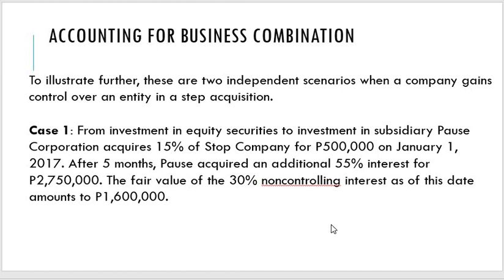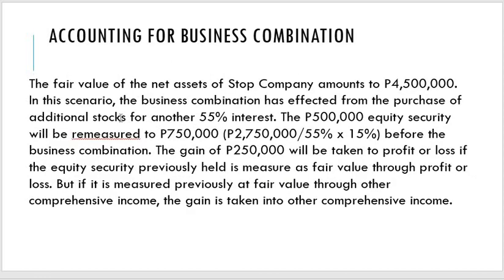No? So, yung consideration niya for acquiring 55% is 2,750,000. So the fair value of the 30% non-controlling interest as of this date amounts to 1,600,000. Okay? So the fair value of the net assets of stock company amounts to 4.5 million. So in this scenario, the business combination has effect from the purchase of additional stocks for another 55% interest. So the 500,000 equity security will be remeasured to 750,000.